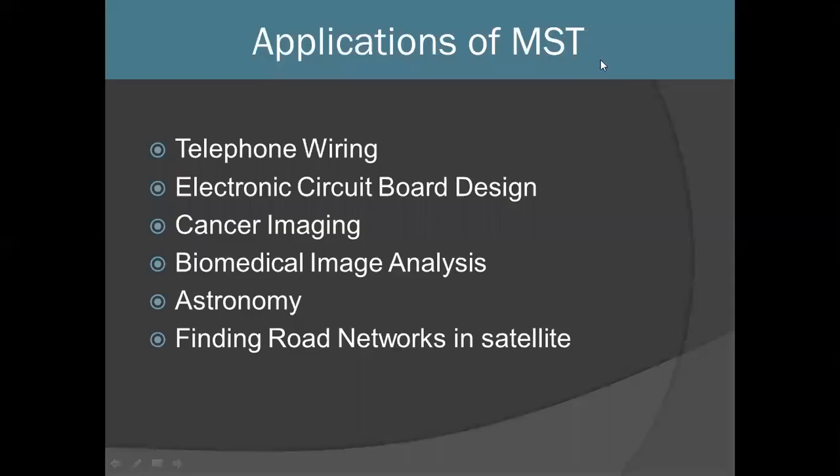Now, these are some of the applications for Prim's and Kruskal's algorithms. We use them in telephone wiring, networking and circuit board designing, and in finding road networks in satellites and real-time entities. We use these algorithms to find the shortest path for transport systems. Also, if you want to connect several cities using highways or networks, you can use the algorithm to find the minimum length for connecting all the cities.